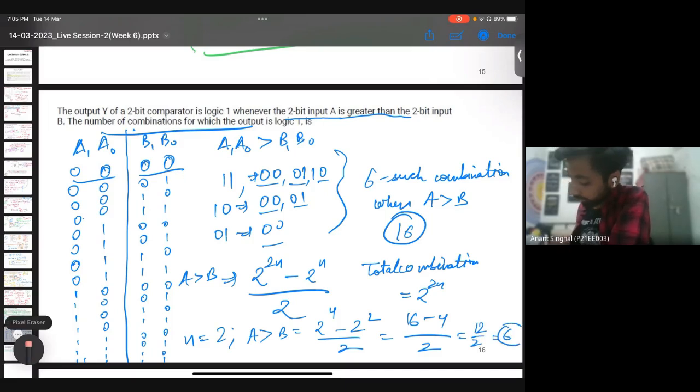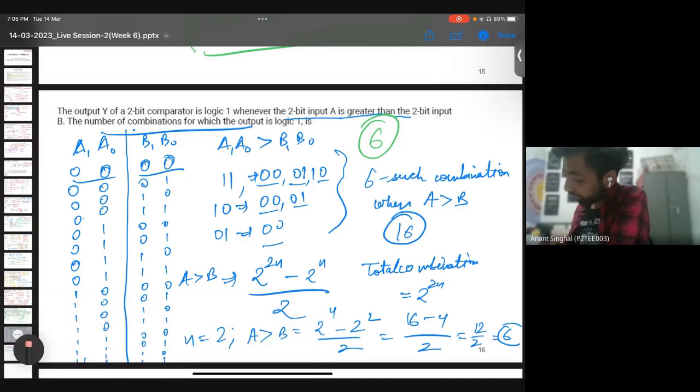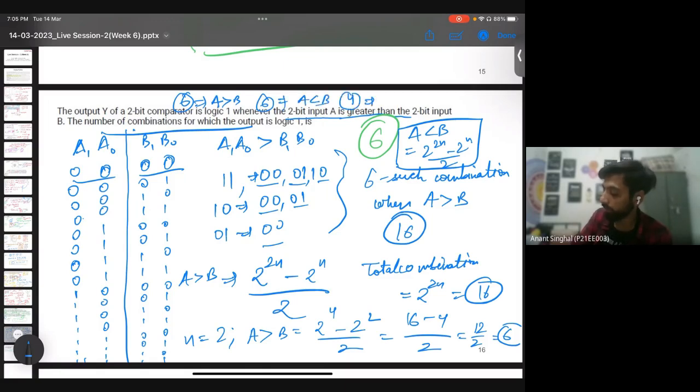So the correct answer to this question, we'll write it first, is 6. And the total combination I'll write again. It is 2 to the 2n, so for n equals to 2, it will be 16. And the same is the case with A less than B. The same formula can be applied, (2 to the power 2n minus 2 to the power n) by 2. And the rest of the cases are A equals to B cases. So out of these 16 cases, 6 cases will have A greater than B, 6 cases will have A less than B, and the remaining 4 cases will have A equals to B. So this is nothing but 2 to the power n.